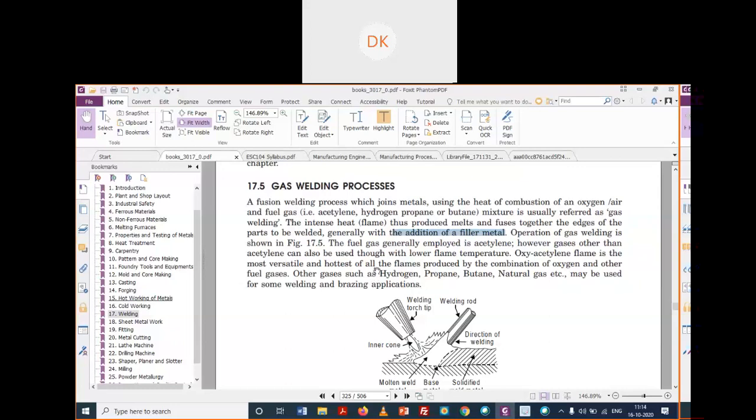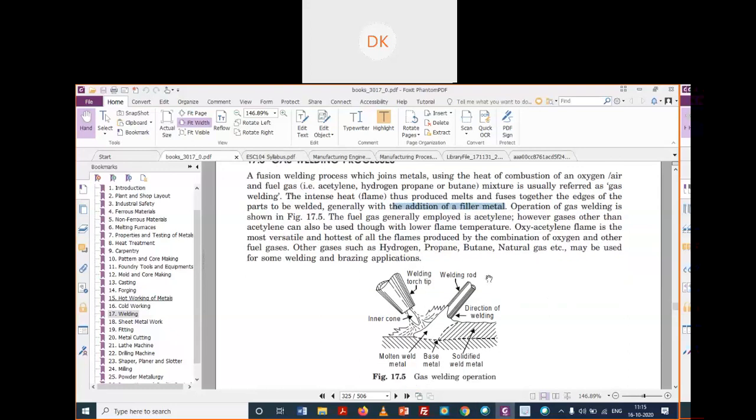In this gas welding process, the filler material is used for carrying out the process, but the ultimate aim is to melt the base material using the heat of combustion. The fuel gas generally employed is mostly acetylene, however gases other than acetylene can also be used, with a lower flame temperature.